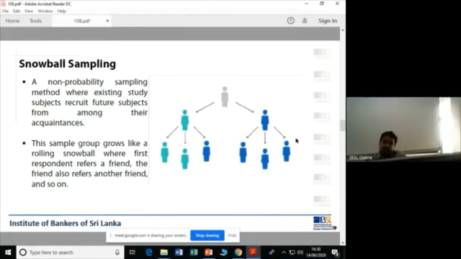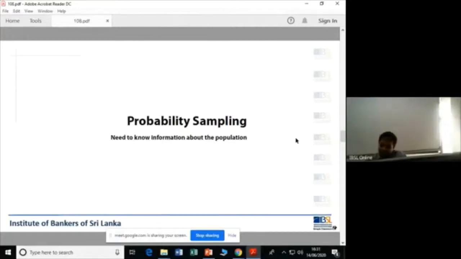Why? We do not give an equal opportunity to the items in the population to be selected in the sample. Again, because we have no choice, because we do not necessarily know the entire set of information or all the characteristics of the population. Now, if you know information on the population, you can use the probabilistic sampling methods that we are going to discuss in the next section.